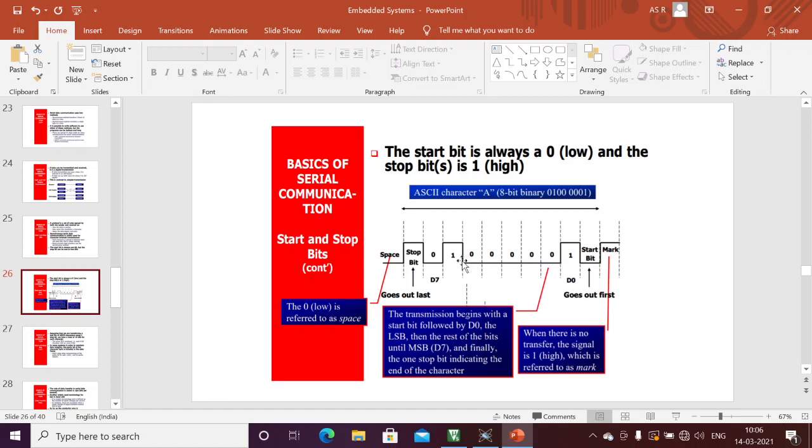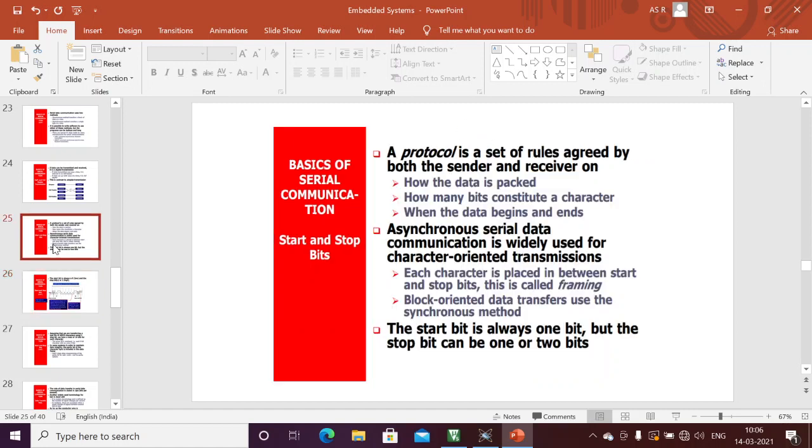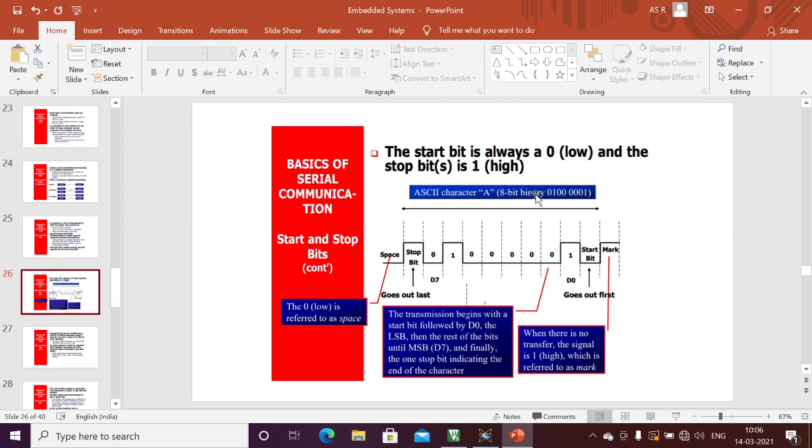In between, I am transmitting character-oriented data. Our asynchronous communication is a character-oriented transmission. Here I am transmitting the character 'A', and I need to represent this data in binary as 01000001, and the hex value is 41. I represented it in binary: 0100 is a 4, and the last nibble is 0001. The LSB is transmitted first, and then the bits continue until the MSB, and then comes the end of the communication.